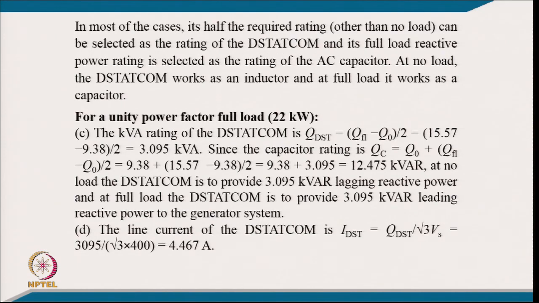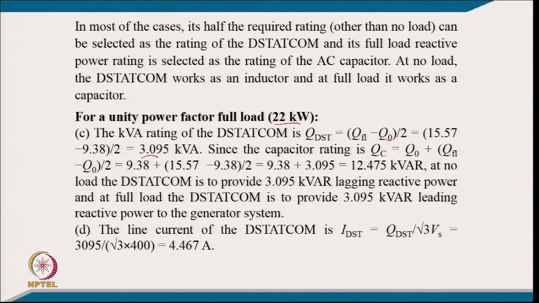And in most cases it is half the required rating other than no load that can be selected as the rating of the D-STATCOM, and the full load reactive power rating is selected as the rating of the AC capacitor. At no load the D-STATCOM will work as an inductor, and at full load it will work as a capacitor. So for a unity power factor load of 22 kilowatt, the kVAr rating of the D-STATCOM will be QFL minus Q0, divided by 2.